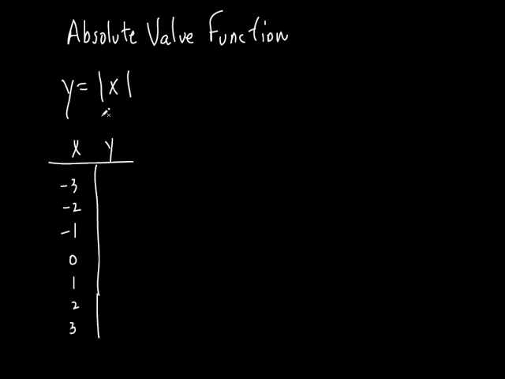I did 3 because you don't have to go that far. If I put a negative 3 in for the absolute value, now remember, we're just taking the absolute value of it. It turns it into a what? Positive 3. Put in negative 2, it's a positive 2. Positive 1, 0, 1, 2, 3.